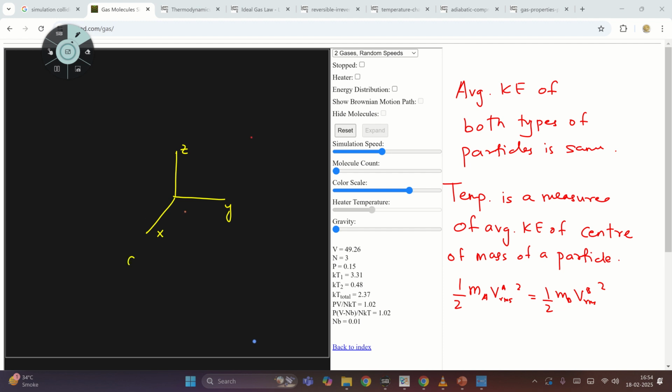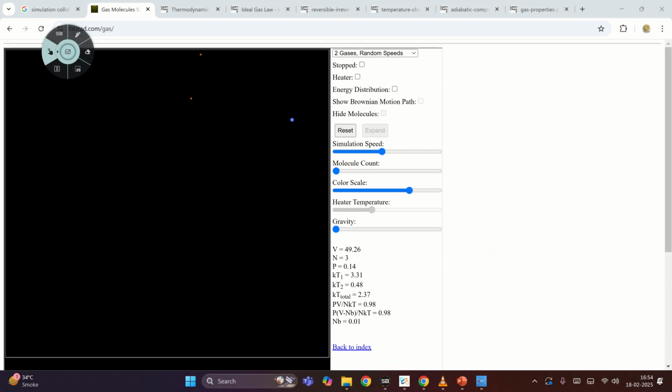So this is something that we call degrees of freedom, or the short form for this is DOF. So for a monoatomic particle, the degrees of freedom are 3 in number. Next, let us look at more complex molecules.